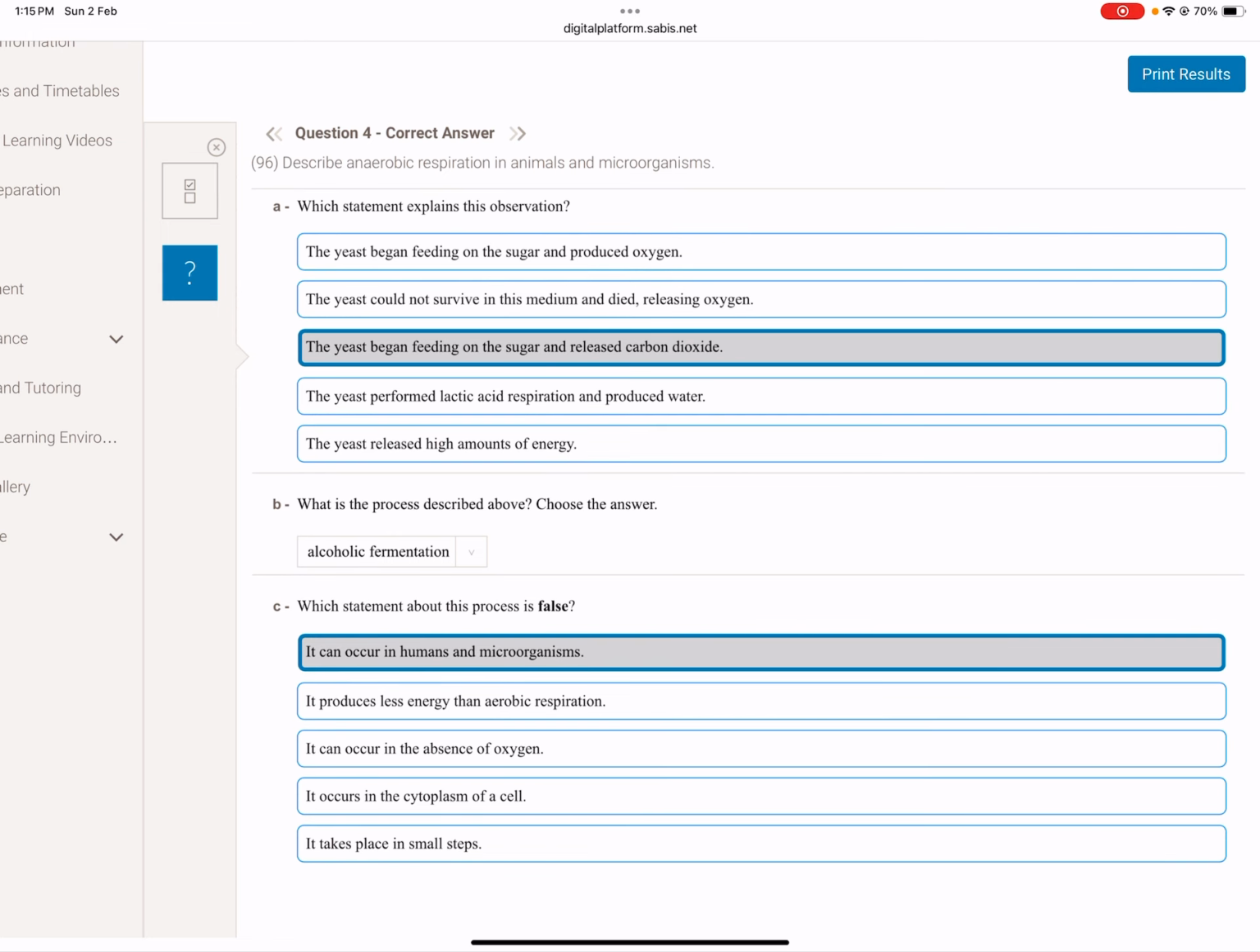Now, of course, alcoholic fermentation does not occur in our bodies. Rather, we have lactic acid fermentation. When we exercise, there's accumulation of lactic acid, which causes our muscles to feel sore.